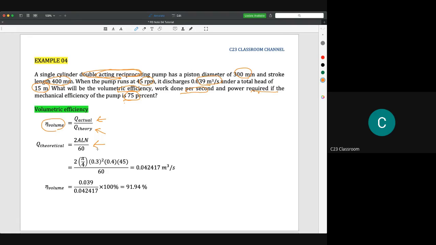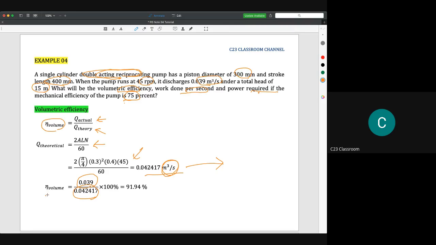And then when we substitute all the values, we get around 0.042417 meter cube per second. Please remember that our equation here will give us the answer in SI units, so it will be meter cube per second. I hope you know how to convert it into liter per second. 1 meter cube is equal to 1,000 liter. Then we could compare the theoretical value with the actual value here.